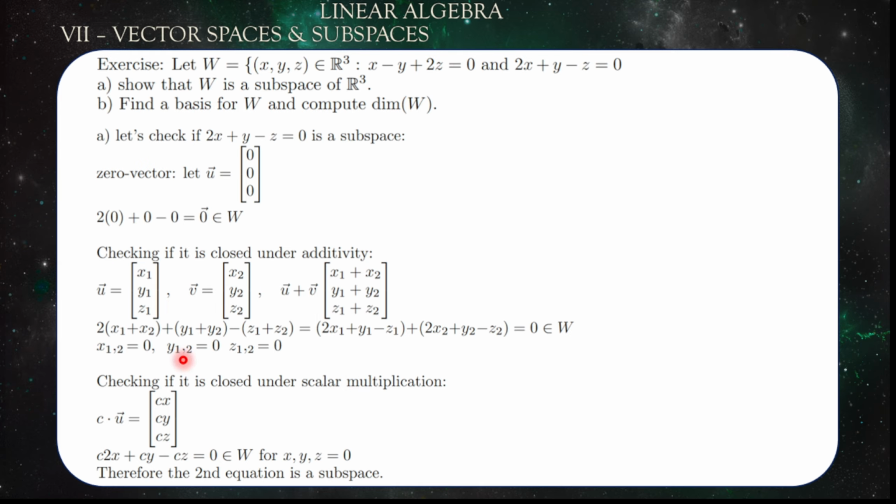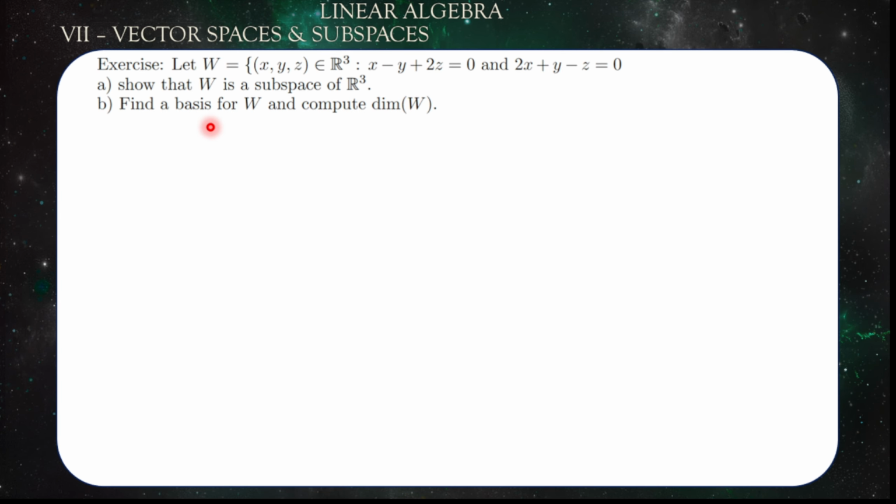Now, finally, we need to check if it's closed under scalar multiplication. So you multiply by c. cu is equal to cx, cy, cz, which gives c times 2x plus cy minus cz, which is equal to 0, for x, y, and z equal to 0. Hence, it is closed under scalar multiplication, and the second equation is also a subspace.